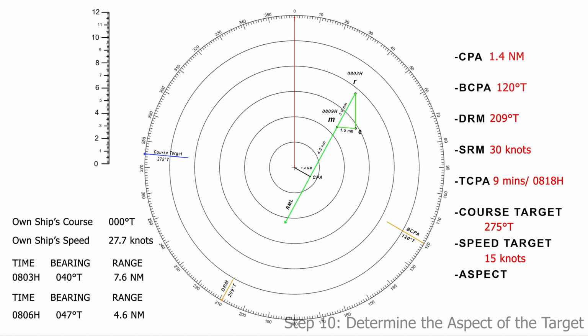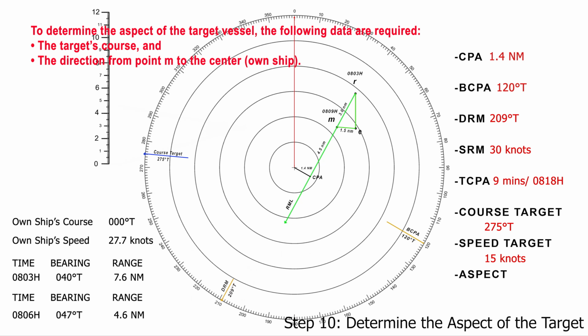Step 10. Determine the aspect of the target. To determine the aspect of the target vessel, the following data are required: the target's course, and the direction from point M to the center. Since the target's course has already been determined in the previous step, we only need to establish the direction from point M to the center.